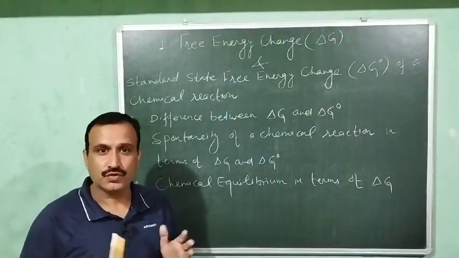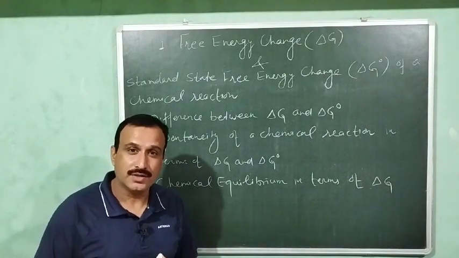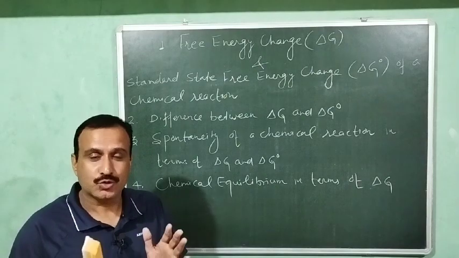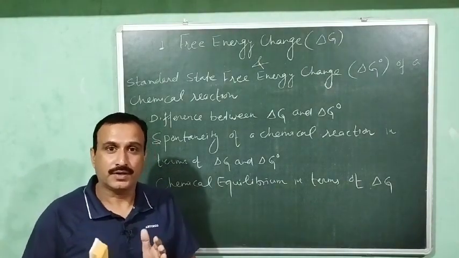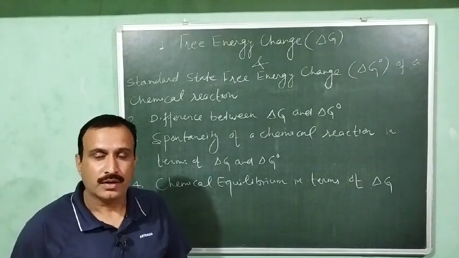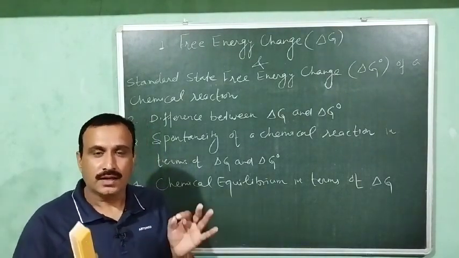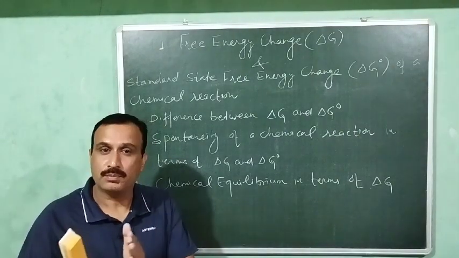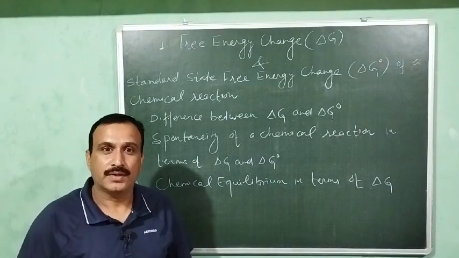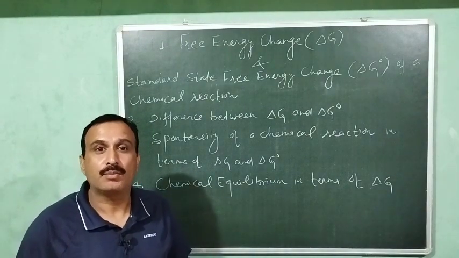Okay, so let us start with the first topic, that is free energy change delta G of a chemical reaction. So friends, just like your enthalpy and internal energy, every substance is associated with a definite value of free energy at a particular temperature and pressure. Internal energy और enthalpy की तरह ही हर substance की अपनी एक definite free energy होती है एक particular temperature और pressure पर. Okay, and this free energy is represented by the symbol capital G.